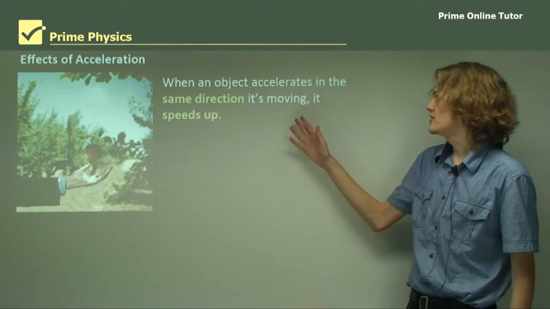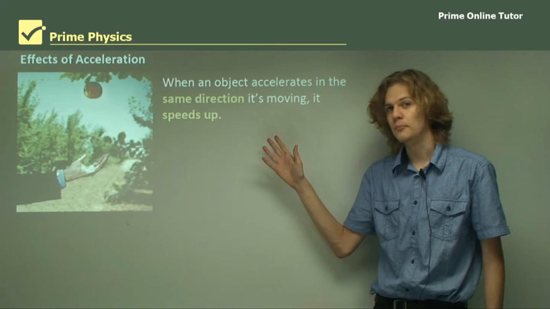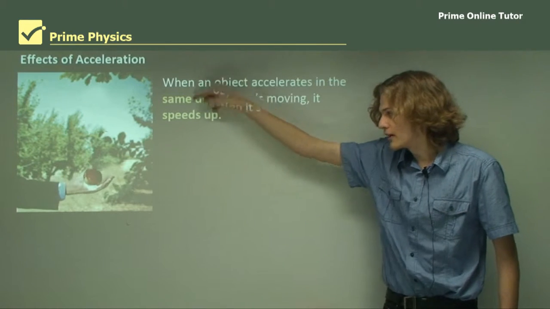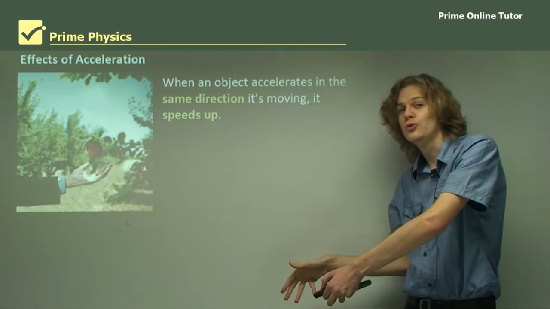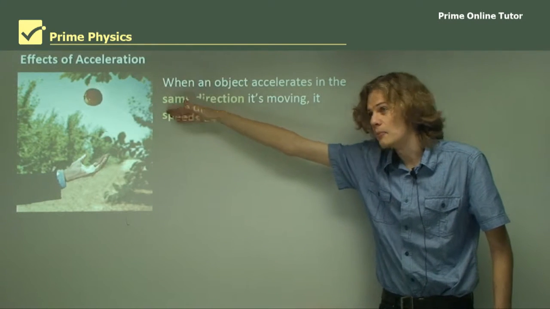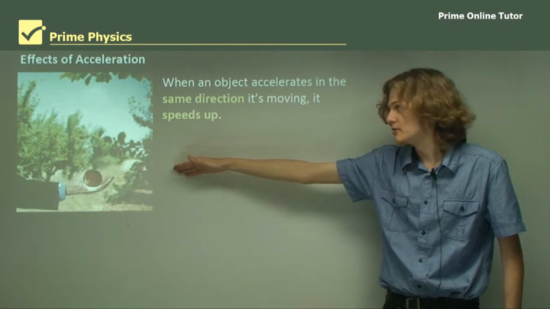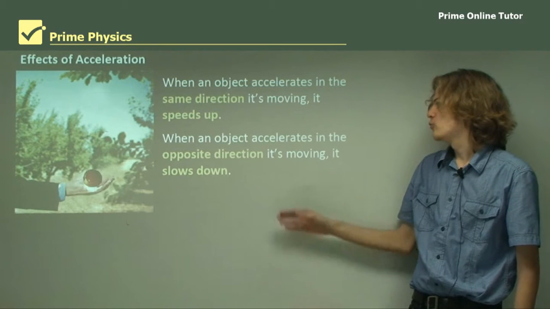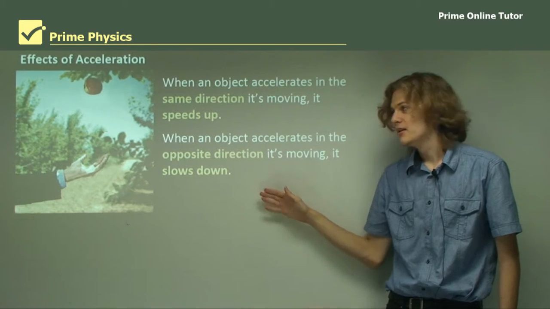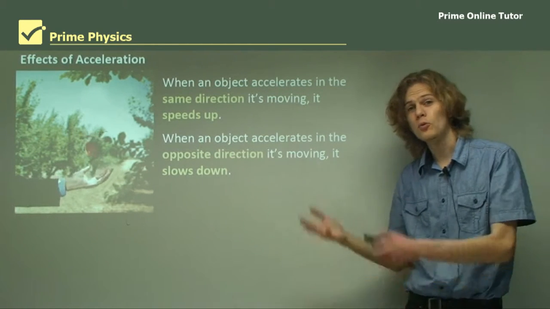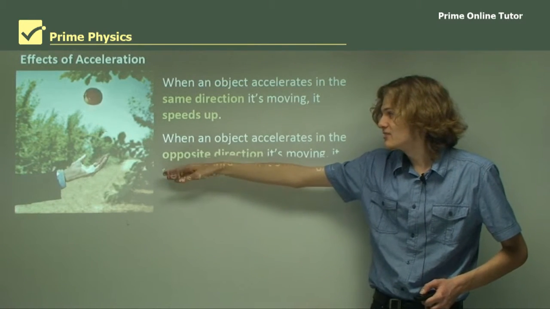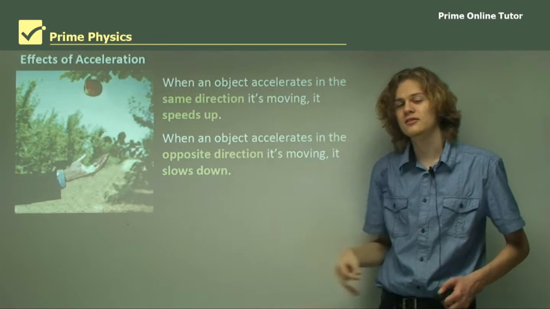Now, when an object accelerates in the same direction it's moving, it speeds up. So we can see, for example, in this animation of an apple, when the object is falling back down, it's accelerating downward due to gravity. And so when it's moving down, it starts slow, and then it speeds up as it moves in the same direction as the acceleration. On the other hand, when an object is accelerating in the opposite direction it's moving, it slows down. Now, when the apple in the animation is moving upward, it's being accelerated down by gravity. And so we can see that it's actually starting fast and getting slower as it reaches the peak of its trajectory.